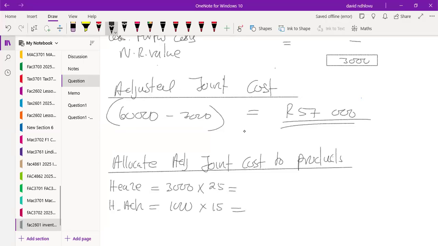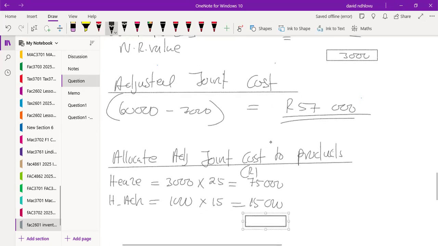So 3,000 multiplied by 25 gives you 75,000. 1,000 by 15 gives you 15,000. So in terms of the relative sales values, we then get these totals and we add them and get our total. So we say 75,000 plus 15,000, we get 90,000. Then we say 75 over 90, 15 over 90.